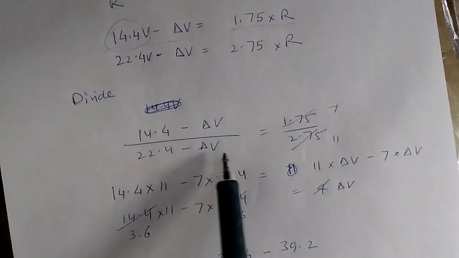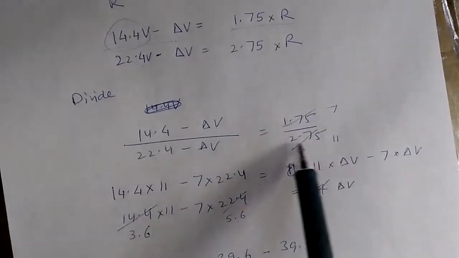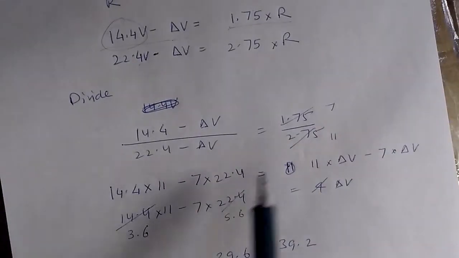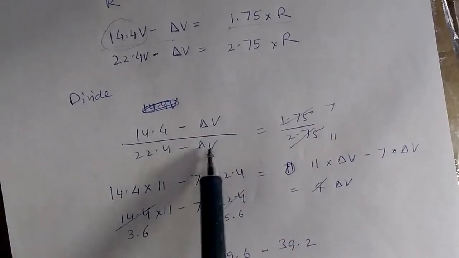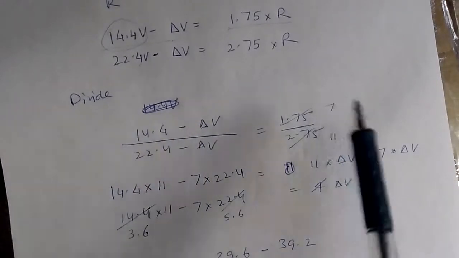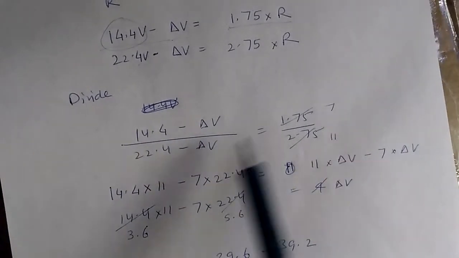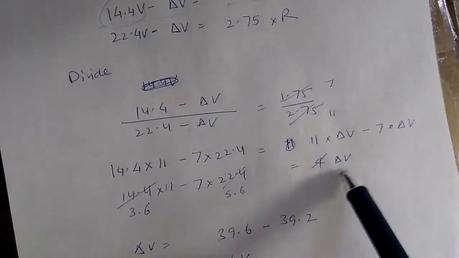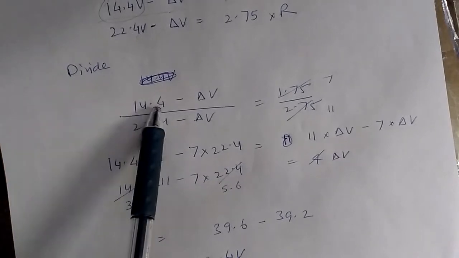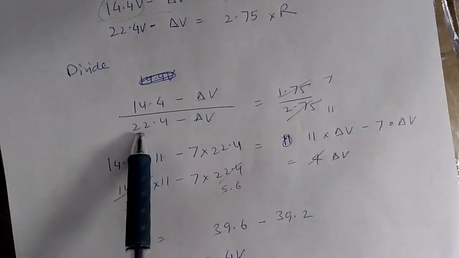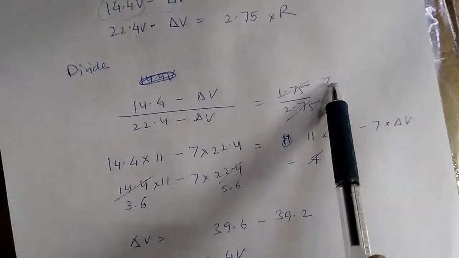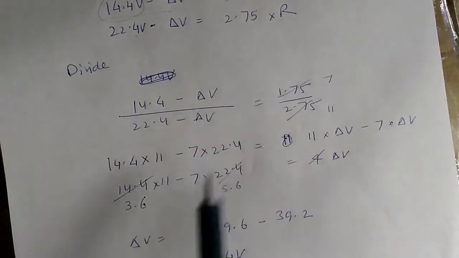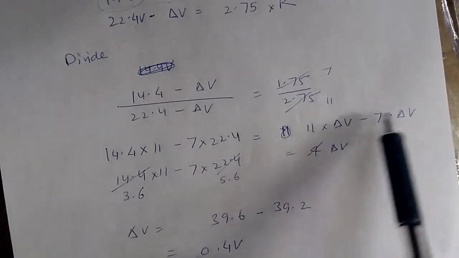Multiply 7 by this, 7 by this, and 11 by this, take 11 to this side and this whole thing to the right hand side. And then 11 delta V minus 7 delta V becomes 4 delta V. And on this side we have 14.4 multiplied by 11 minus 7 into 22.4. 11 minus 7 is 4.